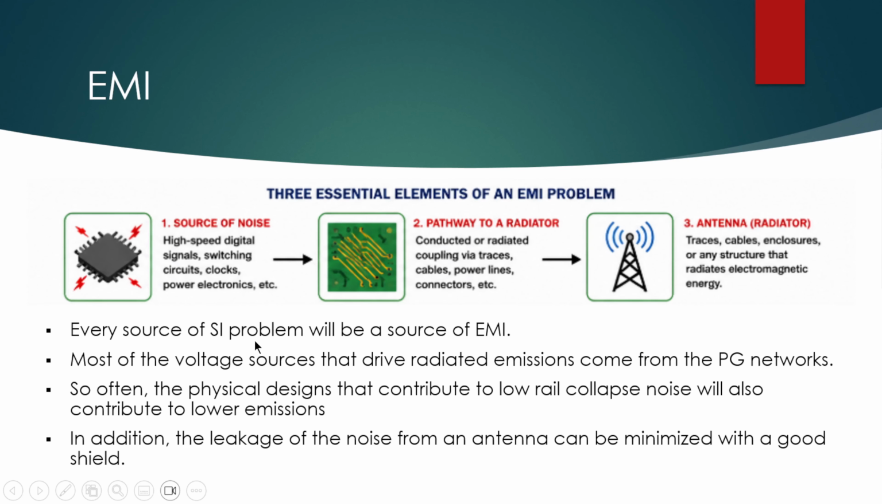So, how does an EMI problem arise? It takes three things for an EMI issue to arise: the source of the noise, the antenna which radiates the noise, and a pathway to the radiator. In addition to these things, every source which causes SI problems is a source of EMI problems as well. And most of the EMI radiations arise from PG networks as well. So, to mitigate these EMI issues, if we take care of the SI issues and the PG issues, these EMI issues will be automatically taken care of.